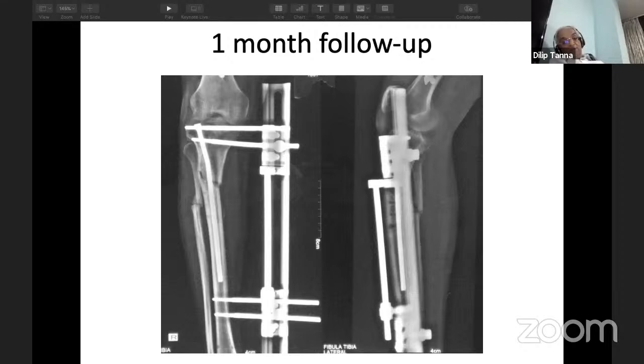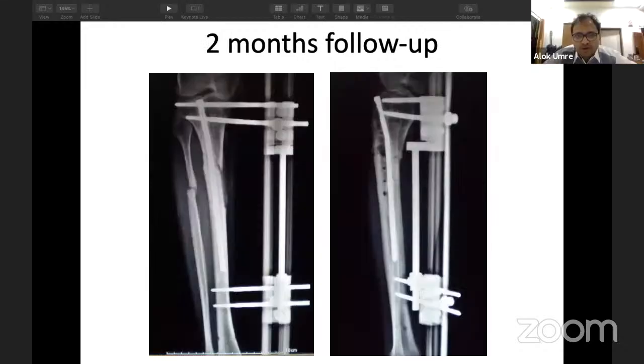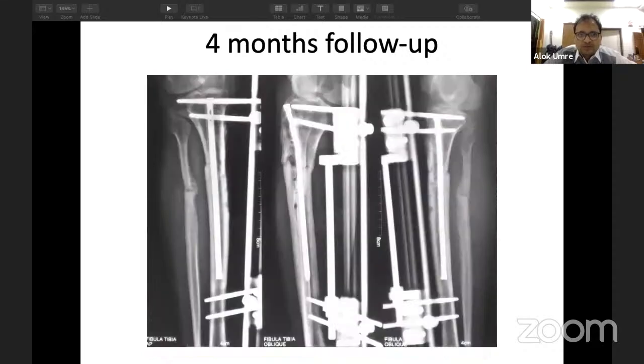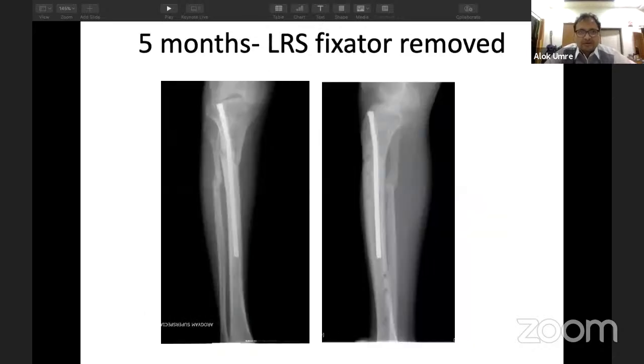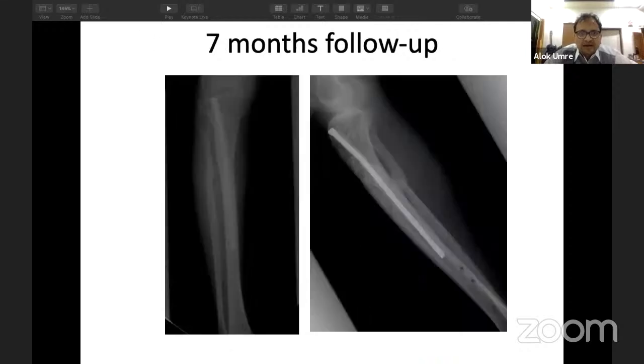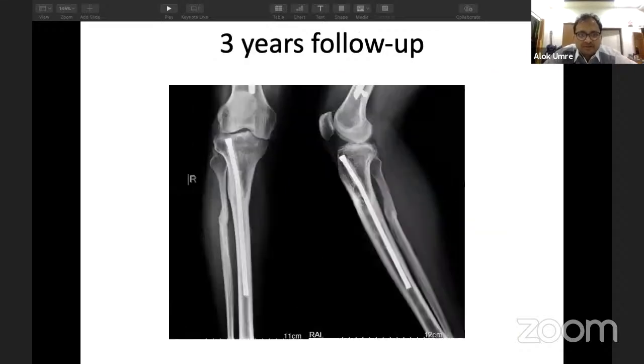Okay. Then we proceeded with the follow-up. The wound healed on the medial side by secondary intention. This is at 4 months, and this is at 5 months after removal of the LRS. And this is at 7 months. Now the patient was lost to follow-up. He turned up at 3 years.